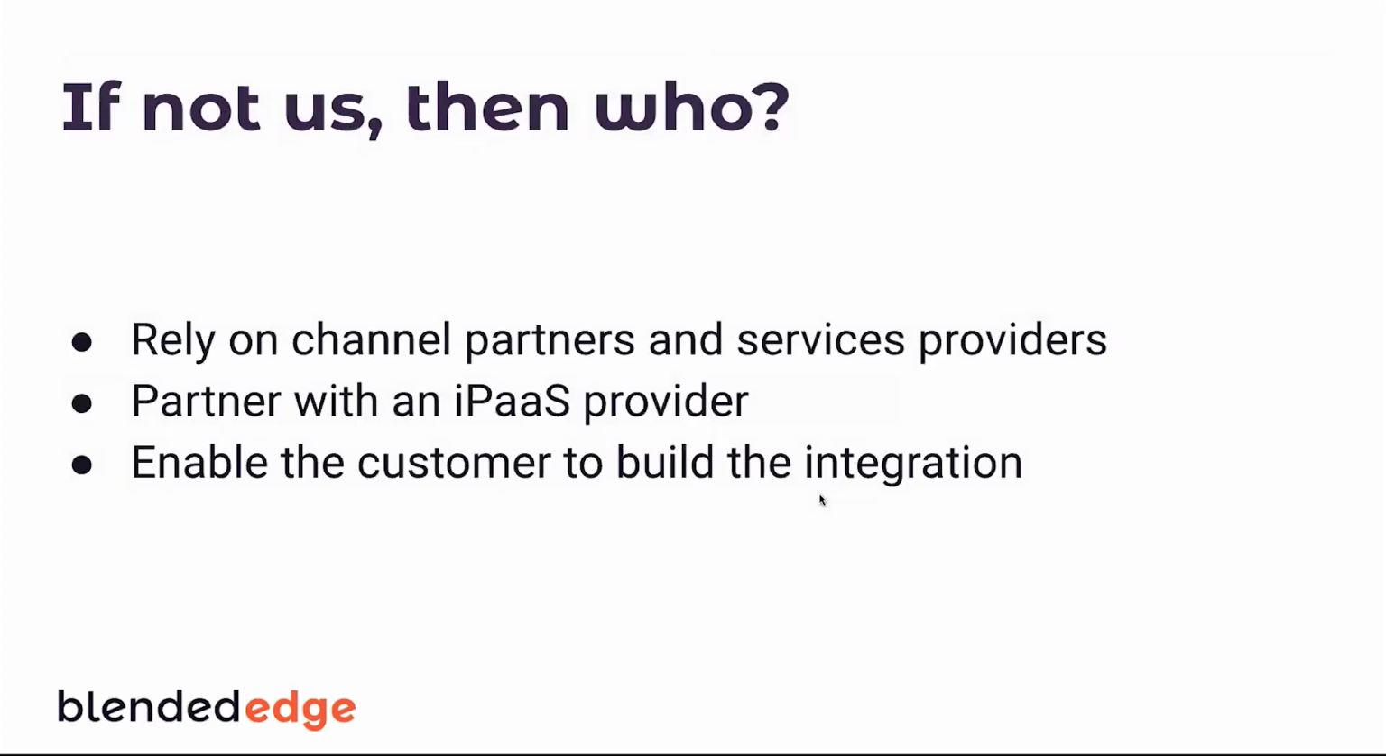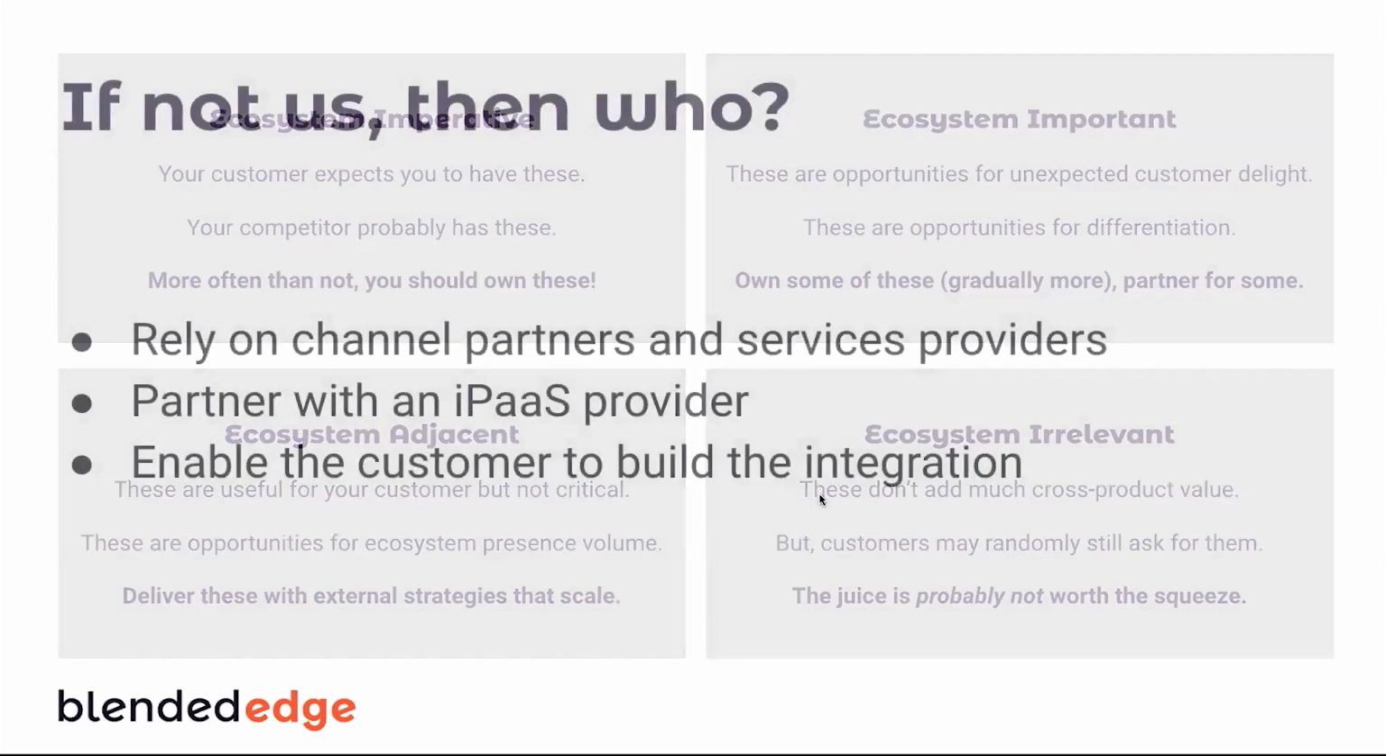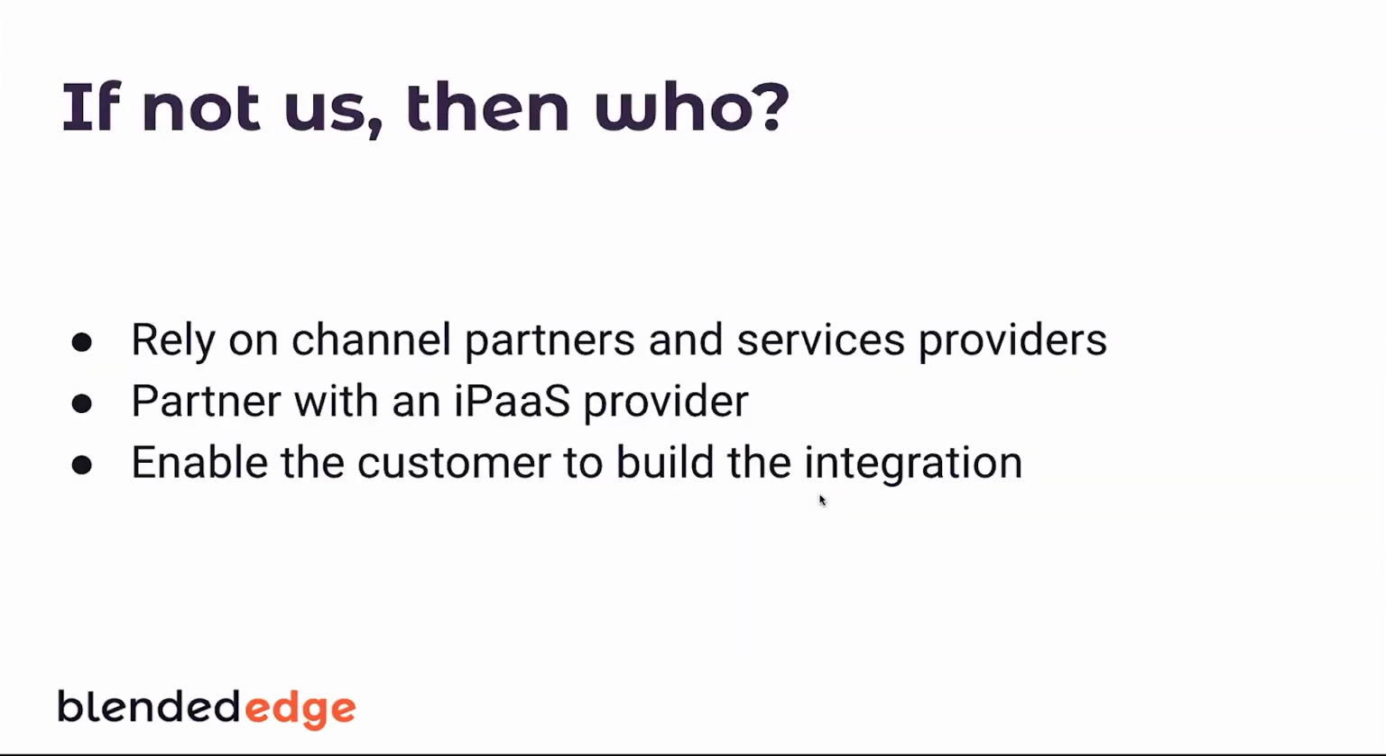So next question, if it's not going to be us, because we've determined maybe it's an adjacent integration and it's not worth putting the investment into today, what do we have to do to help somebody else do it? Who are those people going to be first? It could be a channel partner if you have that as part of your business strategy. It could be service providers that implement your product, or just consultants that implement like products or services that are adjacent to what you're doing.